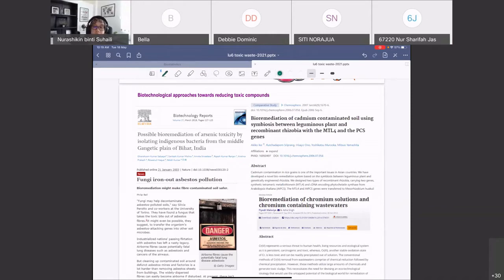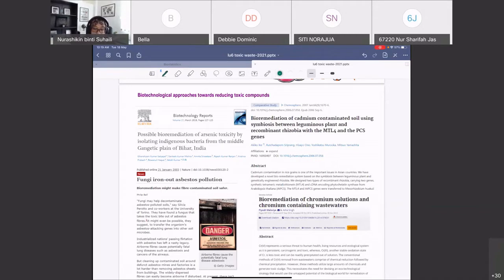You can see there is actually a lot of research into using microorganisms, and it's not just one type of bacteria. For example, let's say chromium. There is not only one type of bacteria that can degrade it, but many types. Perhaps this group of researchers just found this particular group of bacteria, but if you do more research, you can find other groups of bacteria isolated from other places. They can also do the same thing.